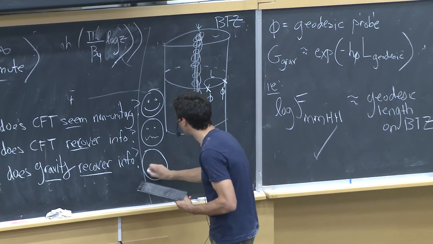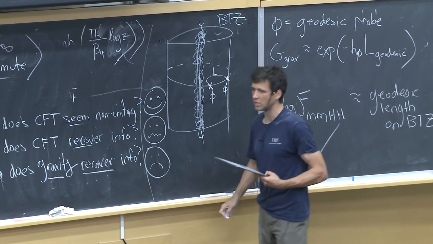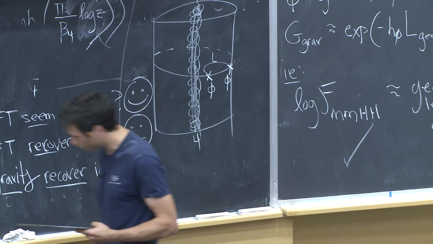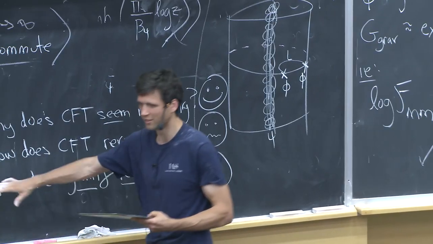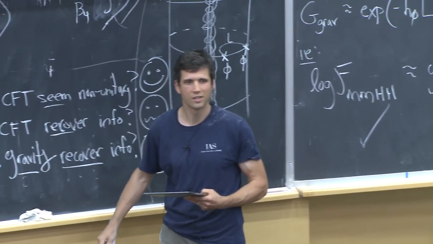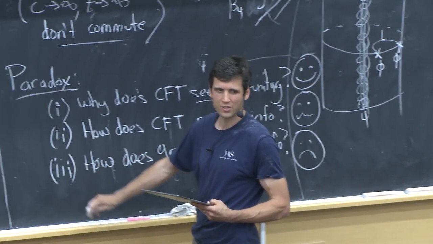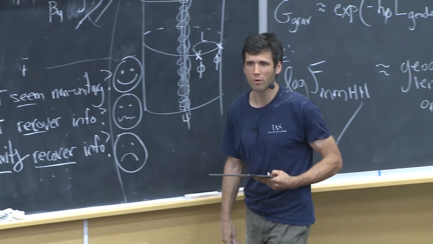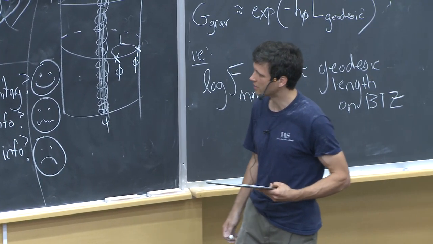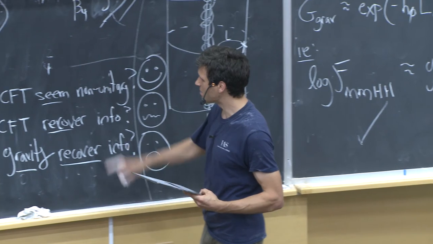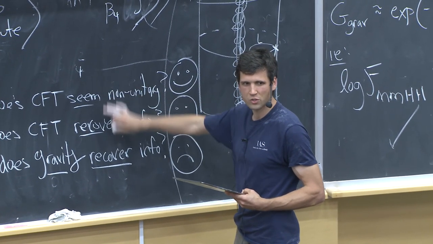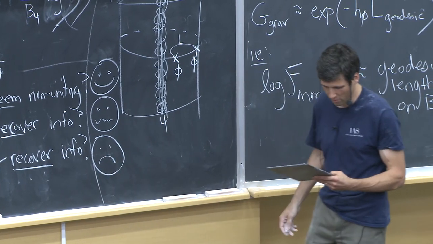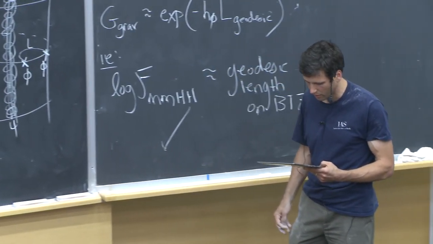How does gravity recover the information? There, we're really still in the dark. And this one is sort of the real version of the information paradox. This is the question that Hawking originally asked. This is the question that we're supposed to answer if we really understand how quantum gravity works in AdS. Maybe these first two are good steps toward that, but really this is the problem of solving the information paradox, and that has not been solved.